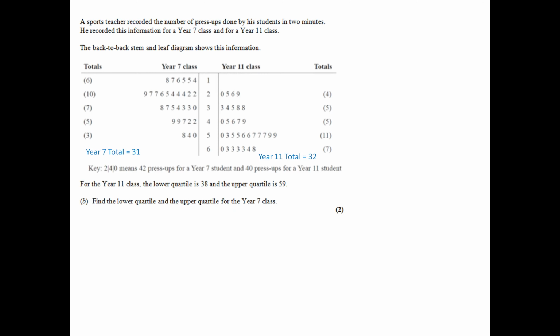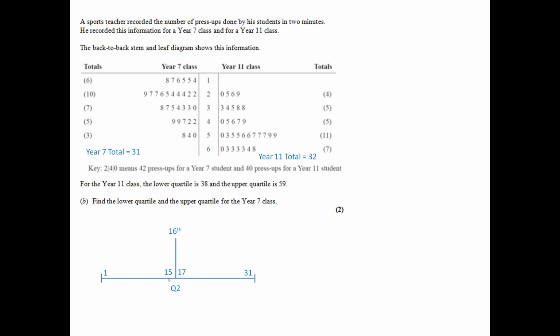In part B, we're asked to find the lower quartile and upper quartile for the Year 7 class. First of all, I have to locate where those pieces of data are. If I think about my data as a full distribution from 1 to 31, we've already established that the median is in the 16th position. That splits the list into values below and values above. So the lower list runs from 1 to 15, and the upper list runs from 17 to 31.